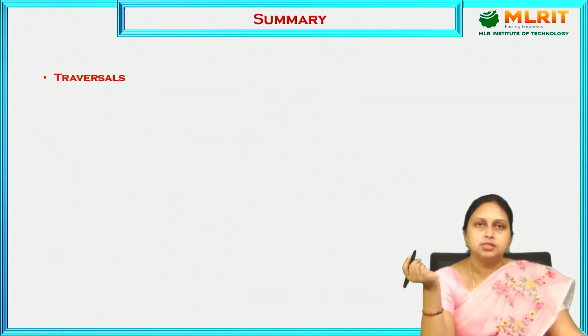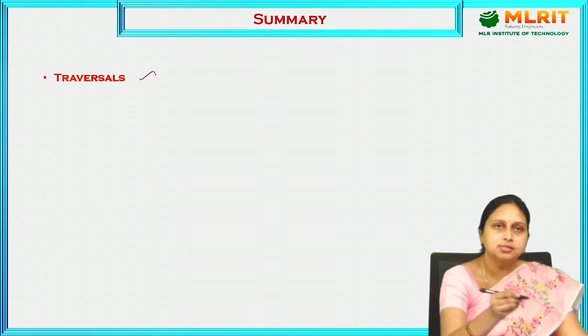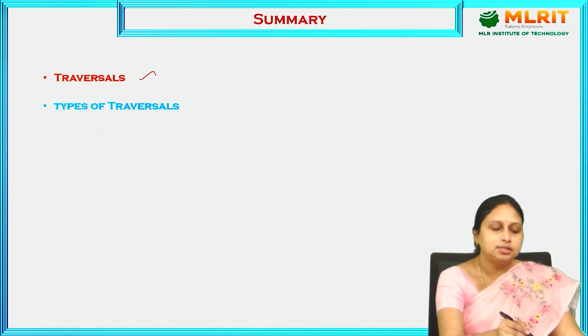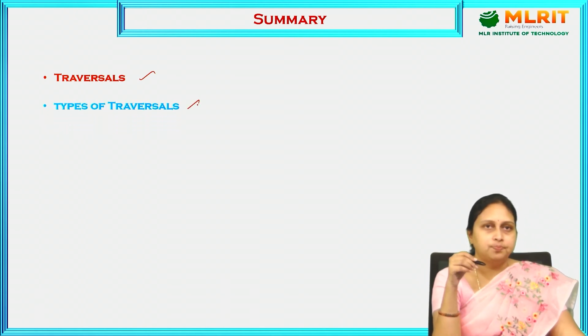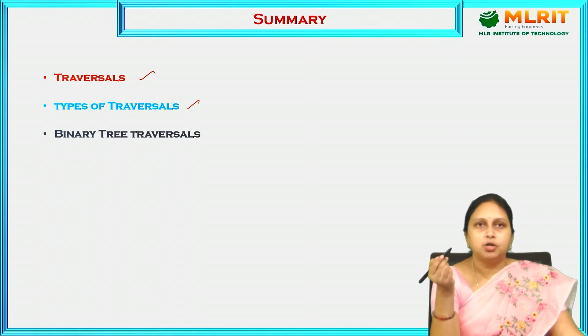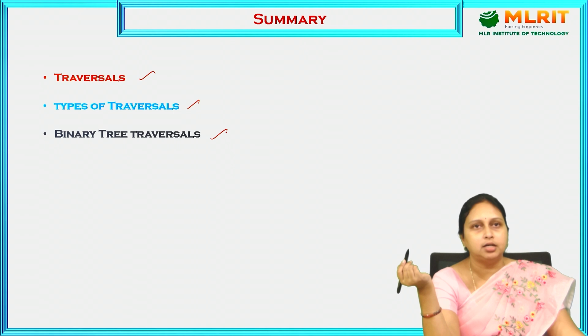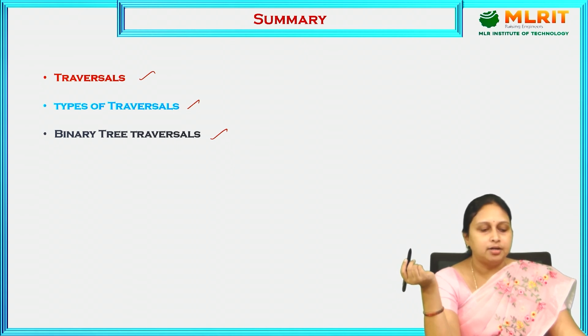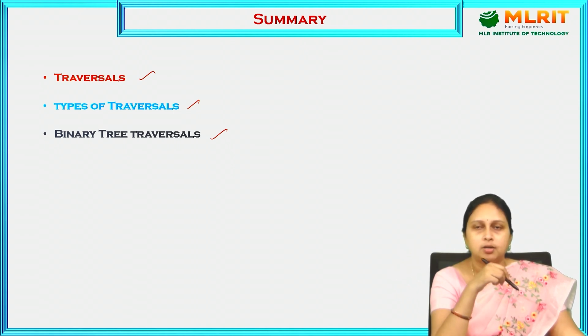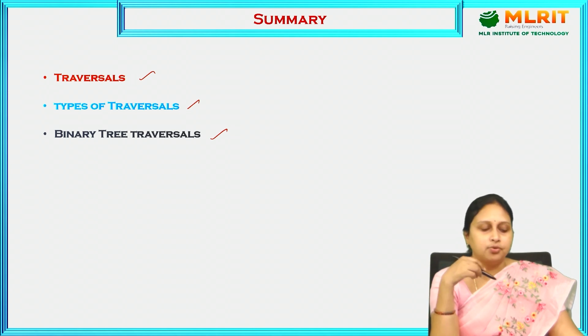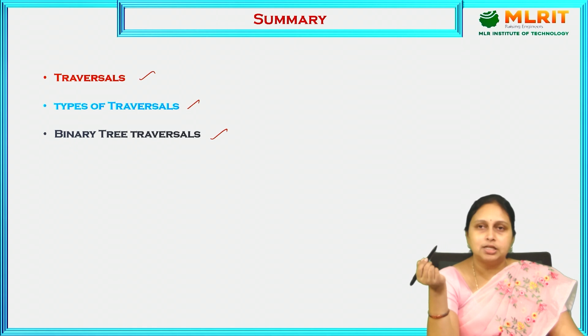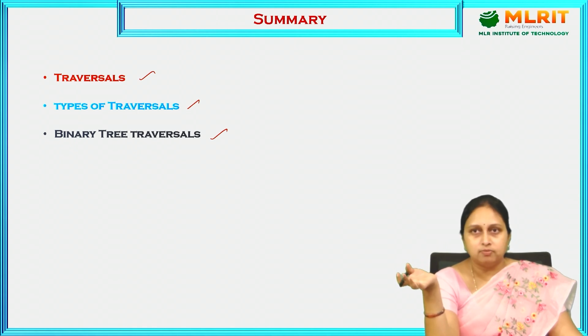Let us see the summary of today's session. Here we have discussed the traversals. Then we have seen the types of traversals that we have, that is in order, pre-order, post-order traversals, and then we have discussed binary tree traversals. Under binary tree traversals also we came across in order, pre-order and post-order traversals, and how we are going to traverse through the nodes and how we are going to represent them easily in shortcut ways we have seen, and what the applications are we have also discussed.